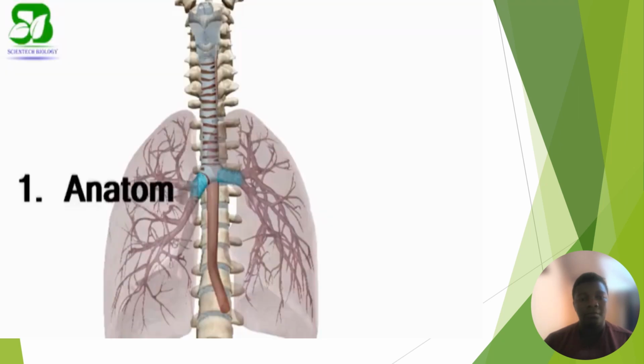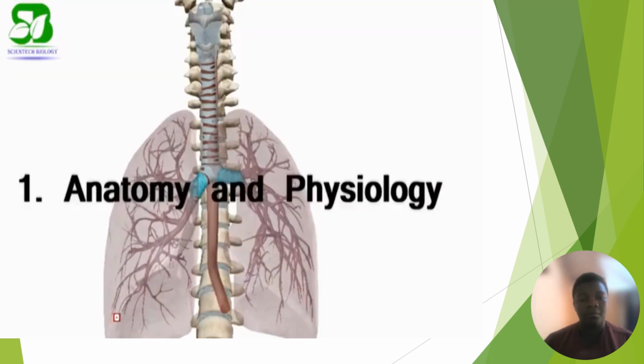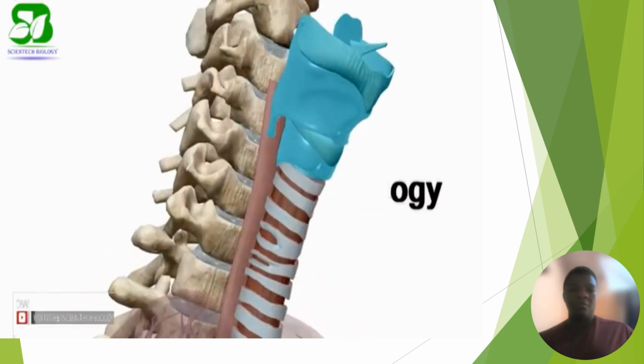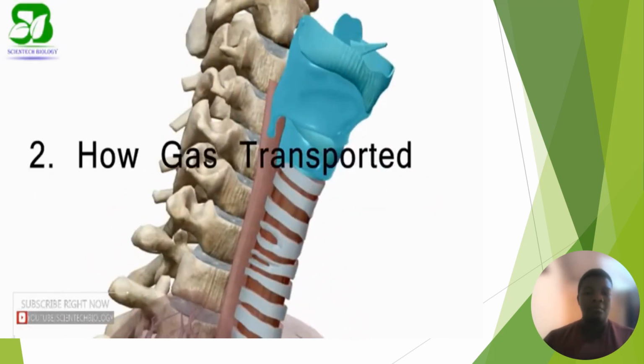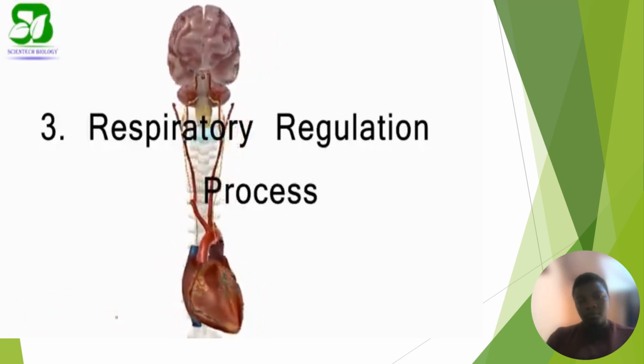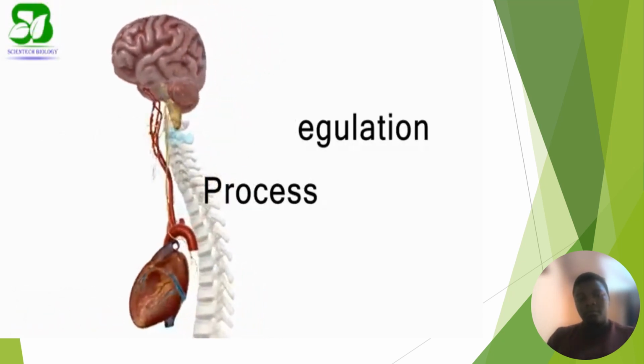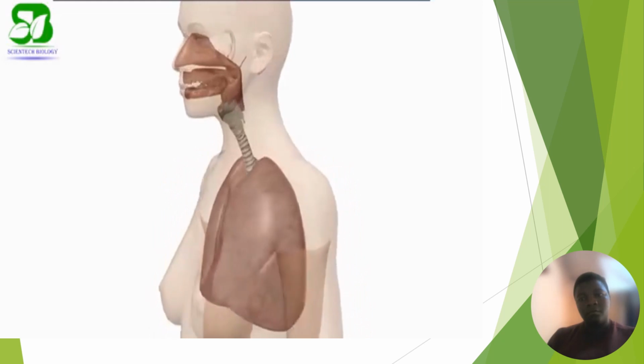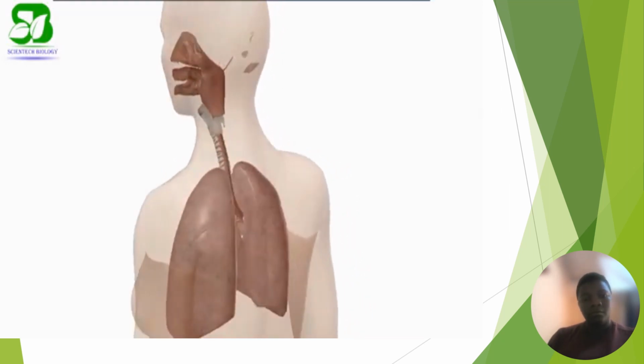In this video, we will first talk about the brief anatomy and physiology of the respiratory system. Then we will discuss how the gaseous transportation occurs. And later we will talk about how the respiratory regulation occurs in the human body. So first, coming to the anatomy and physiology of the respiratory system.